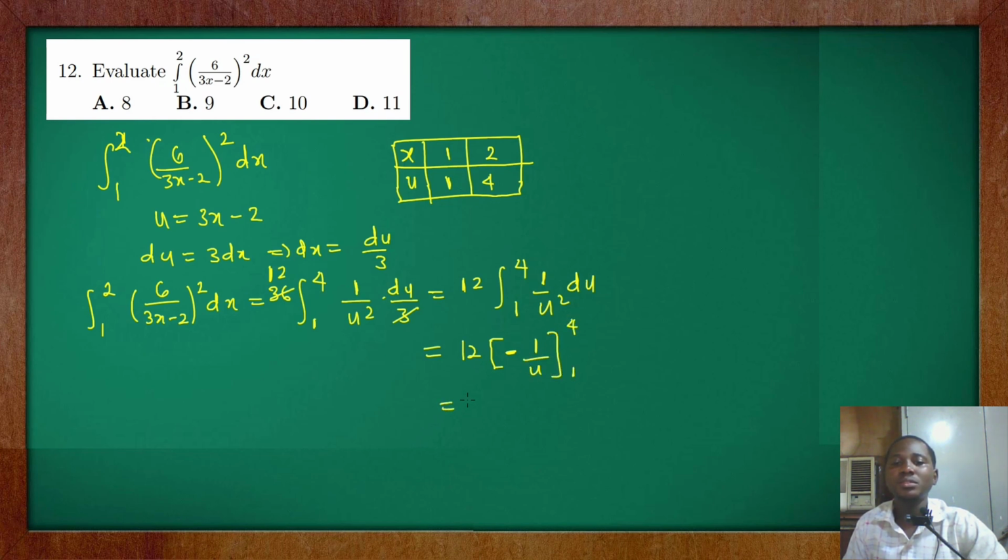Okay, so if I substitute 4 here, I'm going to have minus 1 over 4 plus 1. Which is what? 12 multiplied by, now 1 minus 1 over 4 will give us 3 over 4, which will give us 3 times 3, which is 9. So the correct option here is what? Option B. Option B. Alright, so let's move on to our next question.